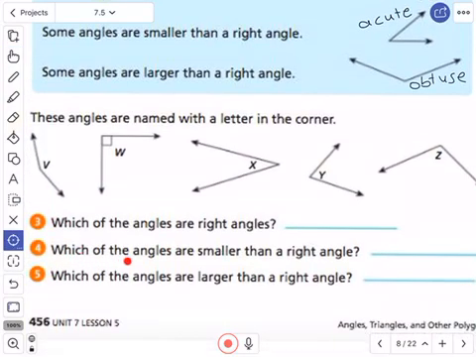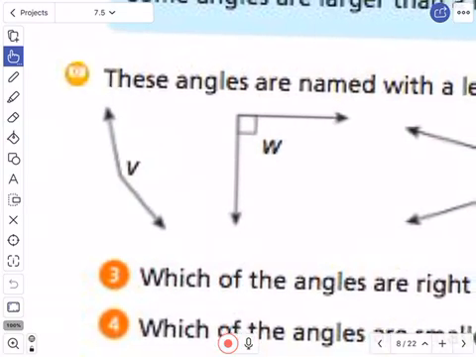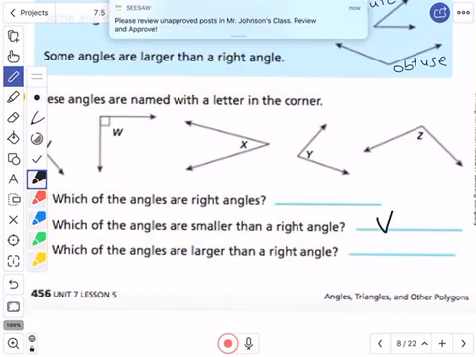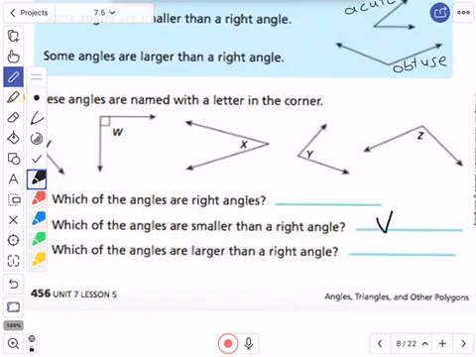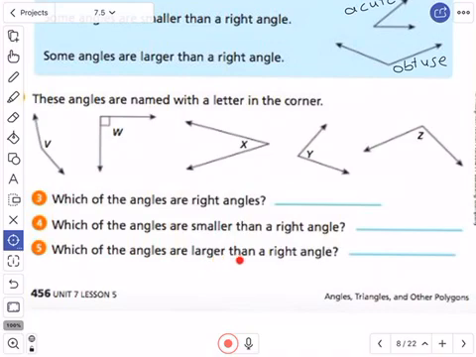But question 4, which of the angles are smaller than a right angle? So I have to try to think, is V smaller? And this is where you can always use a book corner to just kind of measure and try to figure out if I can fit the book corner in there easily. Like with V, that is way larger, way bigger than a right angle. So I would not put V. If I put V there, that's wrong. That is larger than a smaller angle. And then question number 5 is, which of the angles are larger than a right angle? So I have to try to figure that out for that page.